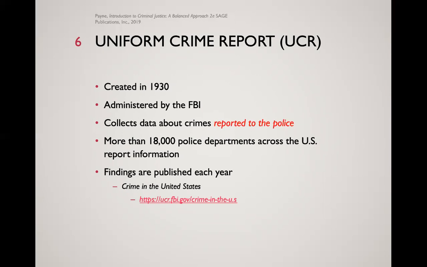The findings are published each year. It's called the Crime in the United States report. The link is right there. If you simply Google Crime in the United States, it will take you to the FBI.gov website, and you can look at all the reports going back, I don't know how many years, but there are multiple if you're curious to see how it works.